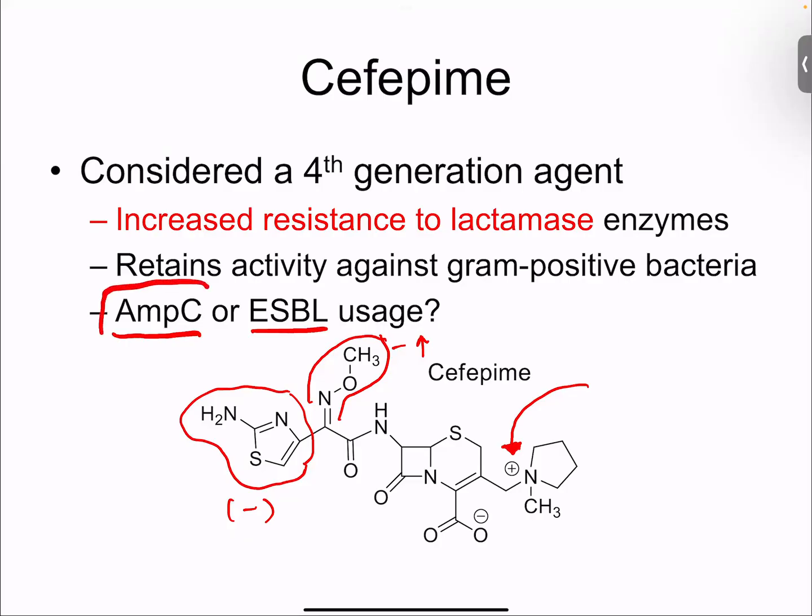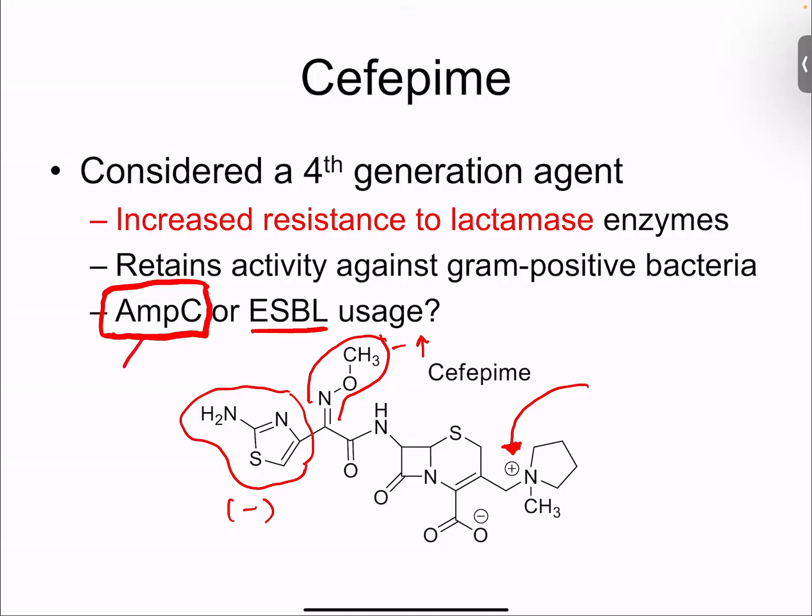And then what do we know about AmpC? What Ambler classification do you stick AmpC in? A, B, C, or D? Remember, what does C stand for? Cookie. What else does it stand for? Cephalosporins. Okay. So AmpC is a class C beta-lactamase.